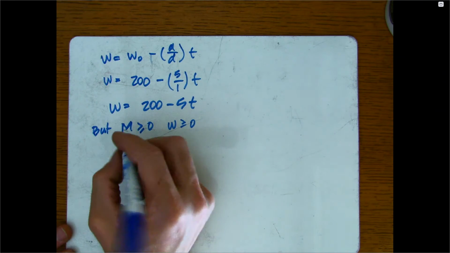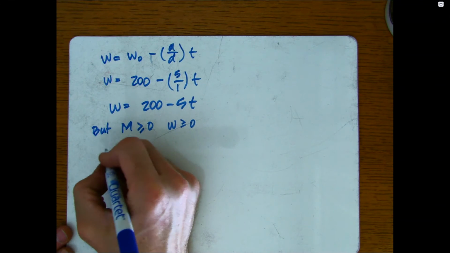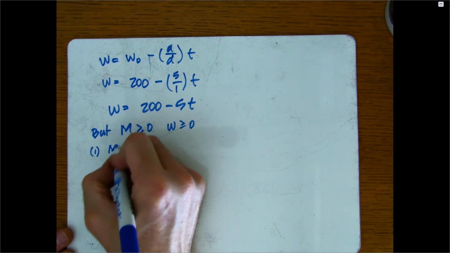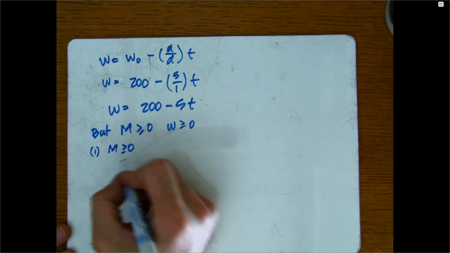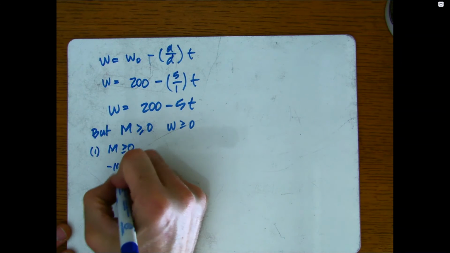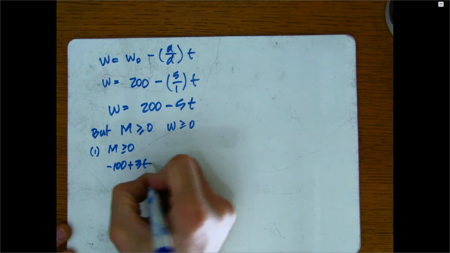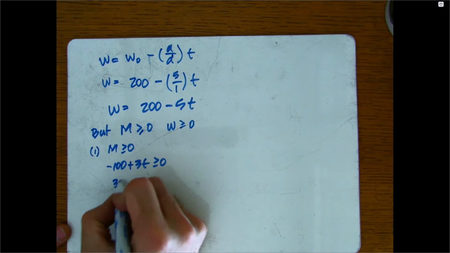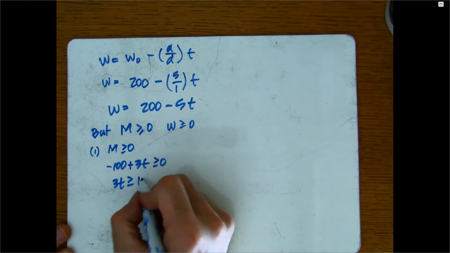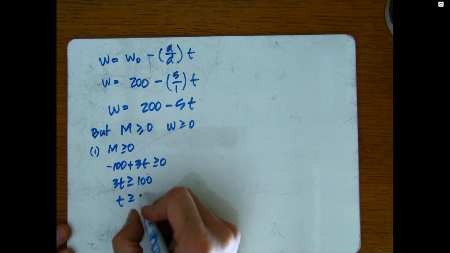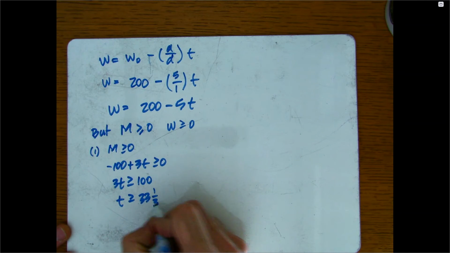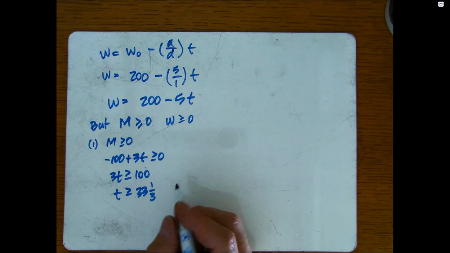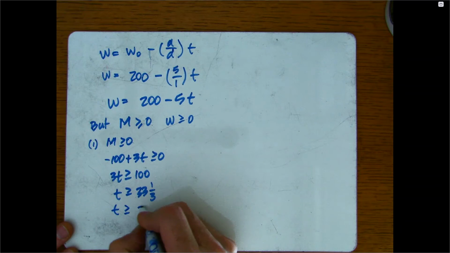Let's start with case 1, m greater than or equal to 0. What does that mean? That means that what m is, which is negative 100 plus 3t, has got to be greater than or equal to 0. So if I add 100 to both sides, I get 3t has to be greater than or equal to 100, and t has to be greater than or equal to 33 1/3. And since t is an integer, we could say that t has to be greater than or equal to 34.